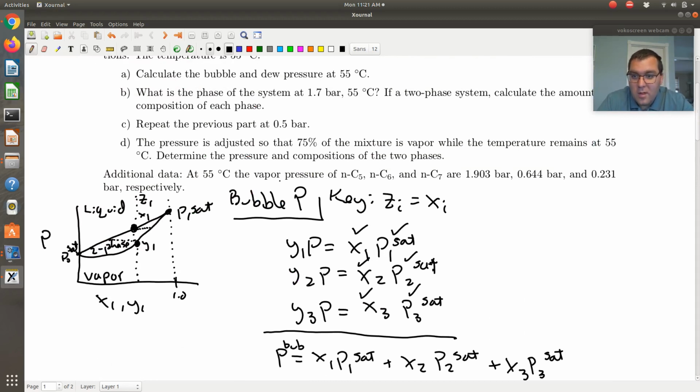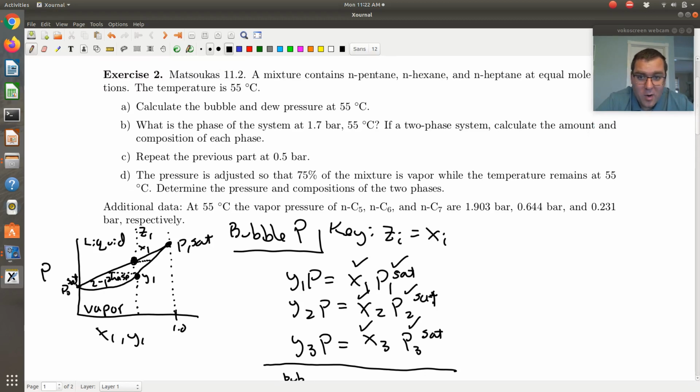So then the first thing when I'm looking at B and C is it wants to know what phase we have. So if we have a pressure of 1.7 bars, and temperature is the same, if my pressure is greater than P bubble, then I have a liquid. If my pressure is less than P dew, I have a vapor. And if I'm in between, I have two-phase. So it's just seeing where my pressure lies in relation to P bubble and P dew.